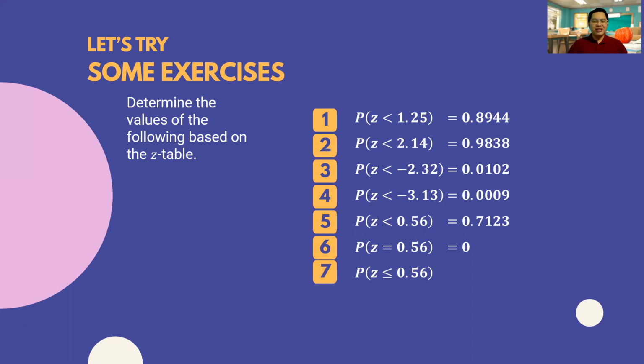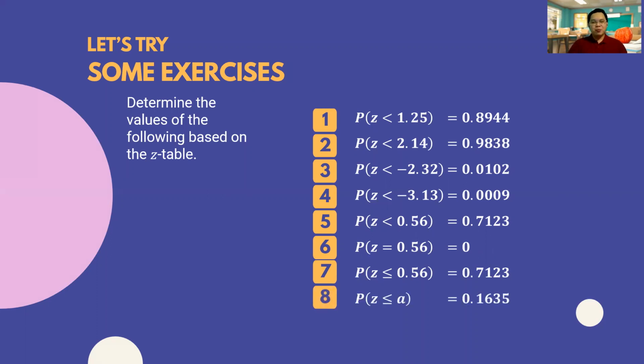And if you take a look at number seven, considering both numbers 5 and 6, you would be able to find that the correct answer is equal to 0.7123. So since the probability that Z is equal to 0.56 is equal to zero, combining the probability that Z is less than that quantity together with the probability that Z is equal to that quantity is going to be the same probability that Z is less than 0.56. So it's still 0.7123. How about this one?